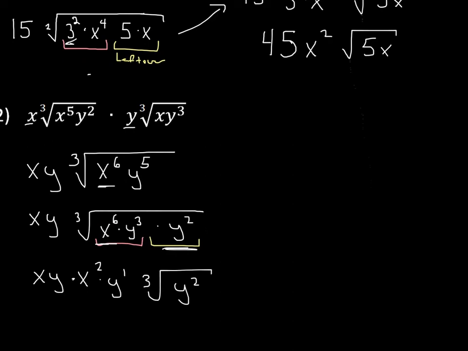Now, how do we combine this stuff out front? Well, you have an x and an x squared, so that's going to give you x cubed. I have a y and a y. Y times y gives us y squared. And then I have my cubed root of y squared left over.